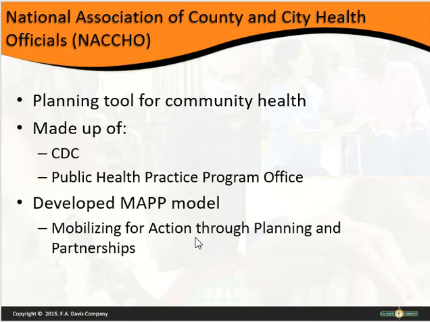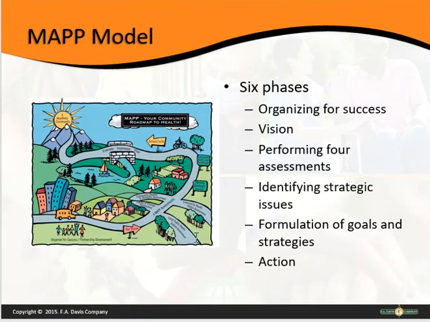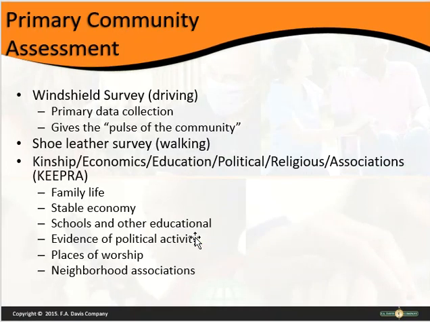And MAP stands for Mobilizing for Action Through Planning and Partnerships. There are 6 phases that are identified on that table that you can look at on page 85. Okay, and so primary community assessment. The windshield survey is what I mentioned earlier, and which is going to be the first part of your project. You're just driving around, getting some data collection, which gives you the feel for the community, what you're seeing. Are there people out and about, or is there nobody playing outside, no kids playing outside? Are there homeless? Are there people that are out on the streets?